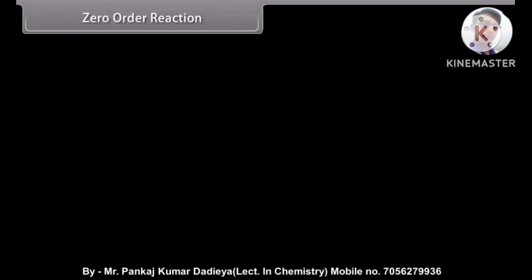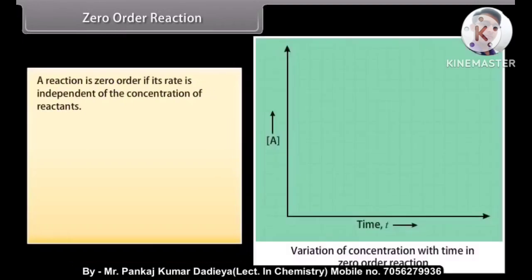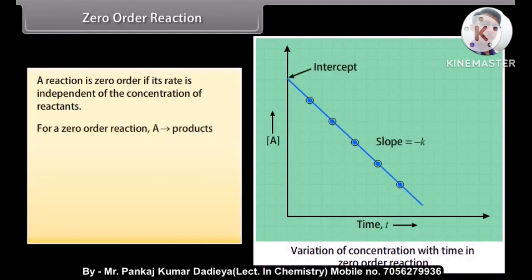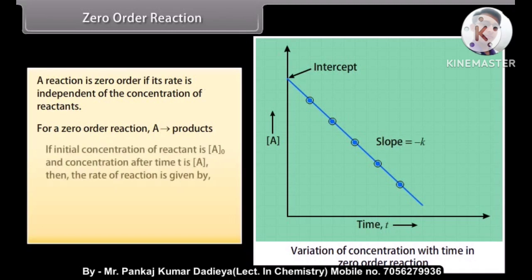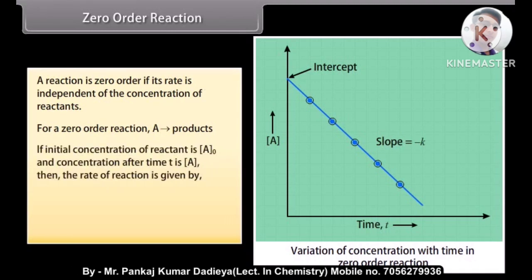Zero order reaction. A reaction is zero order if its rate is independent of the concentration of reactants. For a zero order reaction, A is changing into products. If the initial concentration of reactants is A naught and concentration after time T is A, then the rate of reaction is given by minus dA by dt is equal to the product of K and A raised to the power 0, which is equal to K.